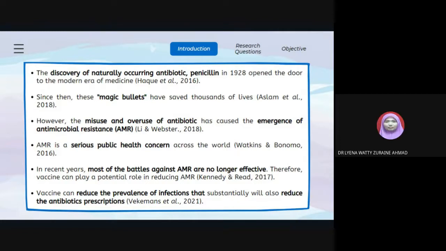Okay, can continue. Thus, vaccine can play a potential role in reducing AMR. Vaccine can reduce the prevalence of infections, which will substantially also reduce antibiotic prescriptions. Low antibiotic usage will subsequently reduce the emergence of resistant pathogens. Therefore, indirectly, vaccination can diminish the spread and circulation of resistant pathogens.